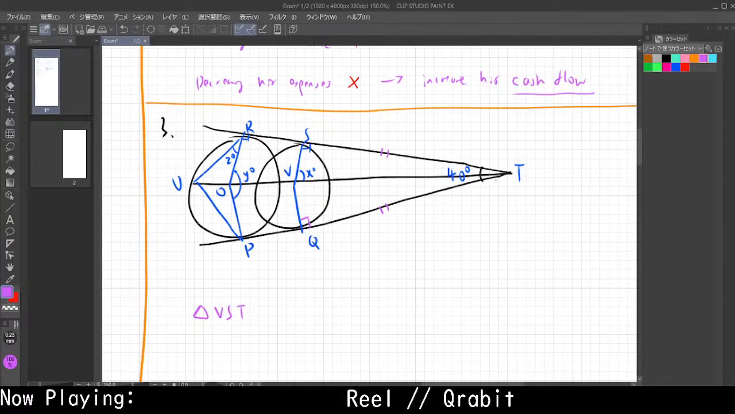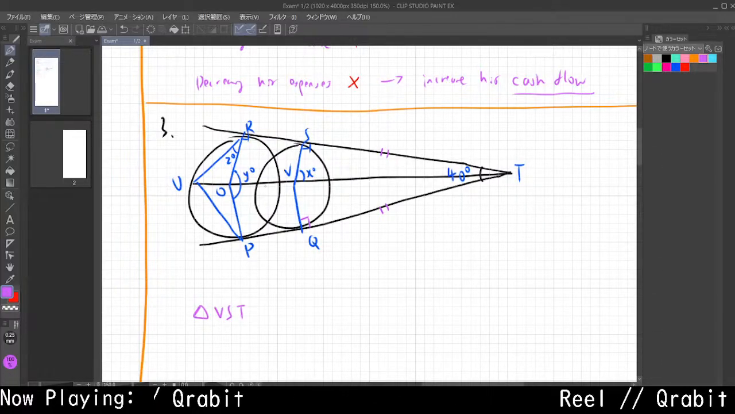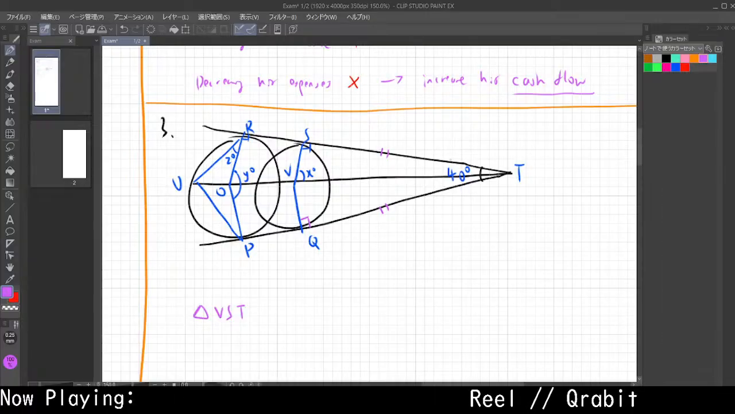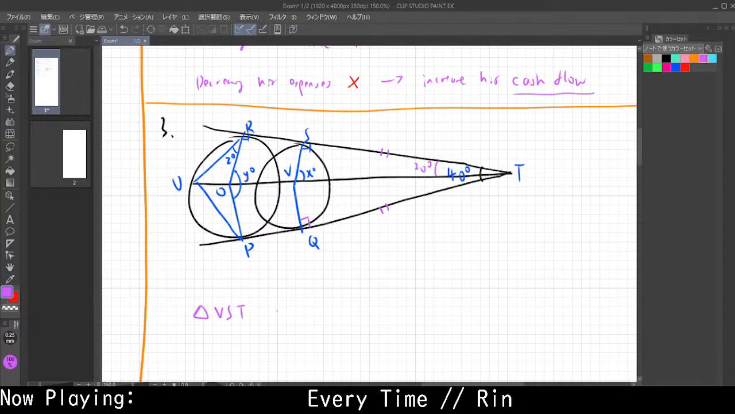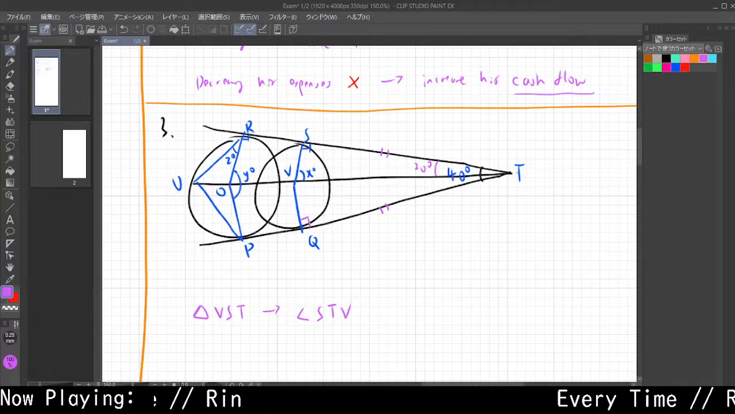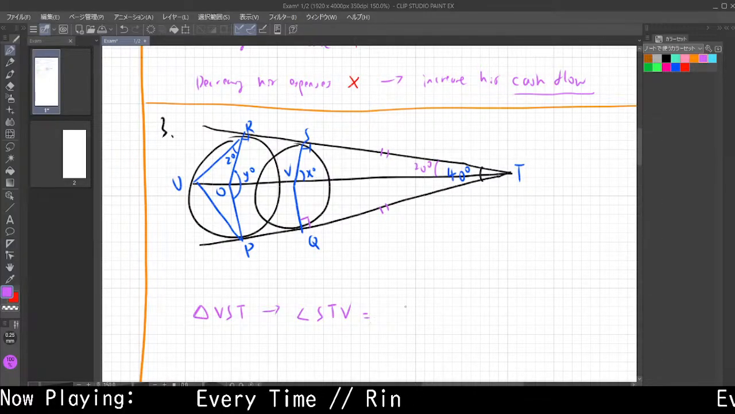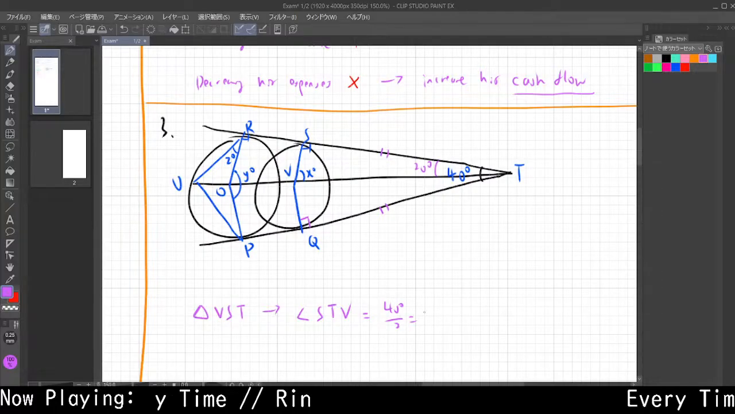So anyway, since we have this, and since your line from T going through until U is your bisecting line, it cuts everything in half. Therefore, this part over here is basically 20. Your angle lands on T, so T should be the middle, with S and V surrounding it, so you can write your angle as angle STV. So angle STV is equal to 40 divided by 2, you get 20.